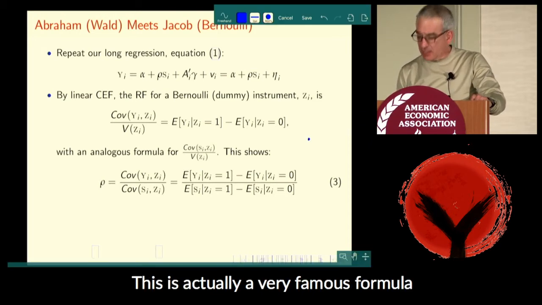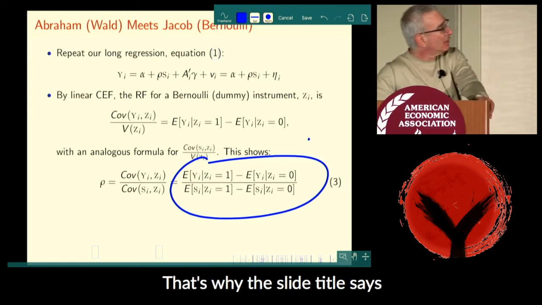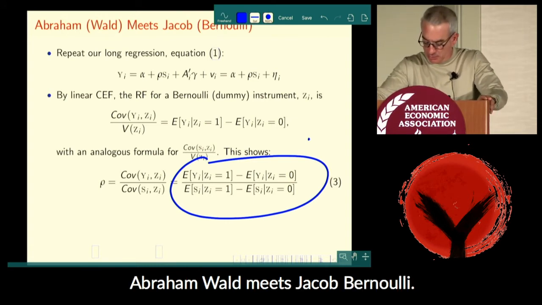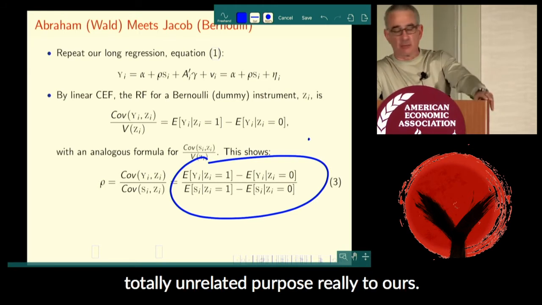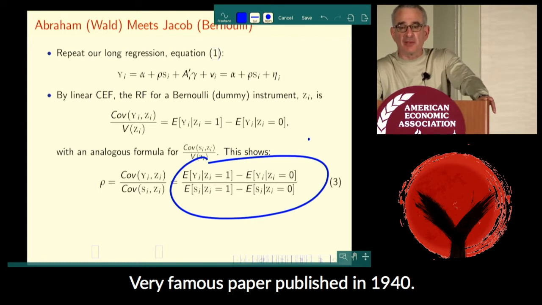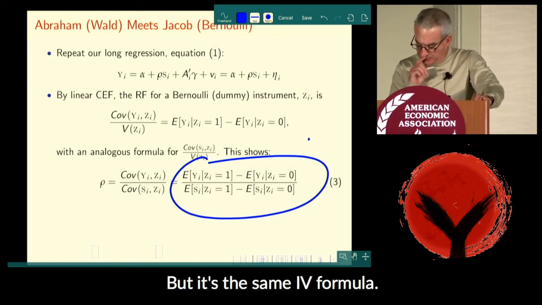This is actually a very famous formula that was invented by a guy named Abraham Wald. That's why the slide title says Abraham Wald meets Jacob Bernoulli. Wald invented this formula for some totally unrelated purpose, really, to ours. He was interested in measurement error, very famous paper published in 1940. But it's the same IV formula.